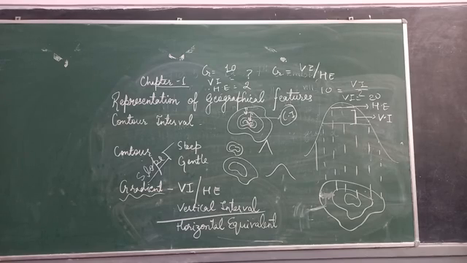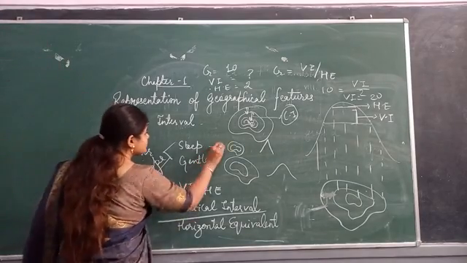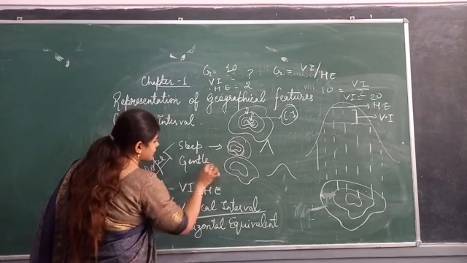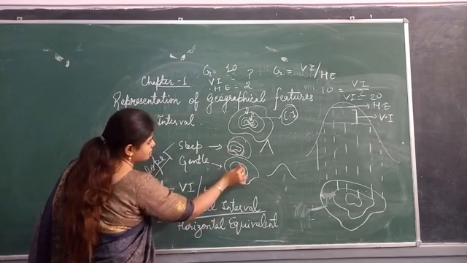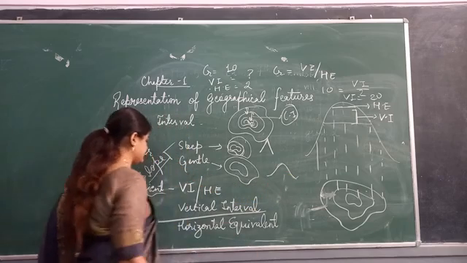What is a steep slope? Steep slope is the slope where the contour lines are very close to each other, and gentle means they are far away from each other. Like you can see here, in the steep slope the contour lines are closely spaced, and in the gentle one they are far away from each other. Steep is like this and gentle is like this.